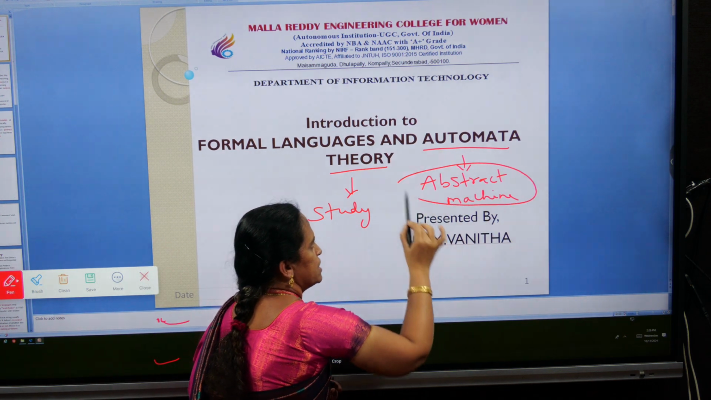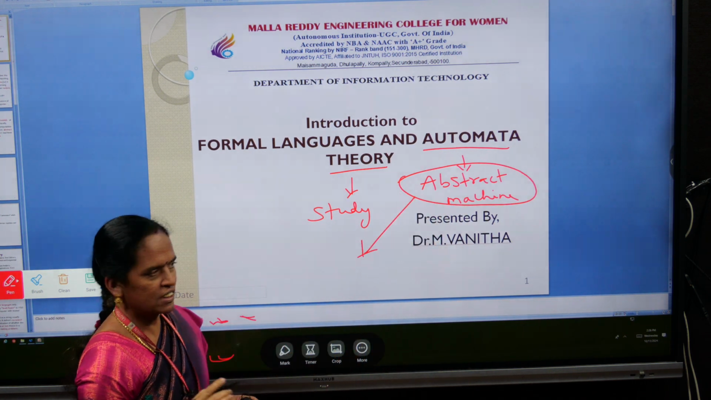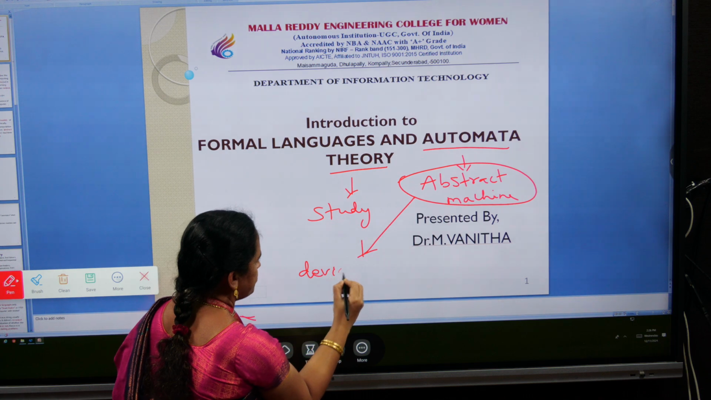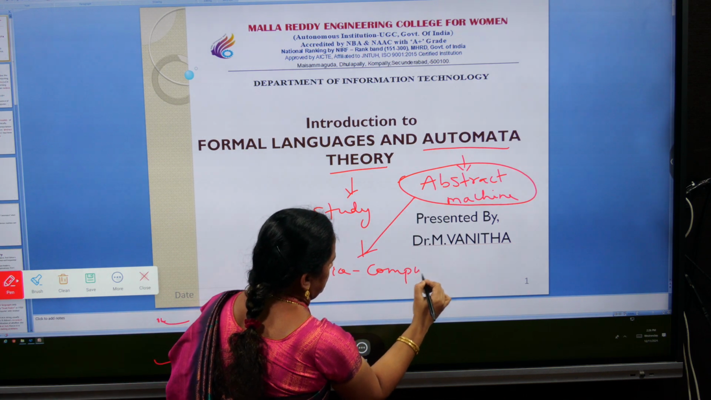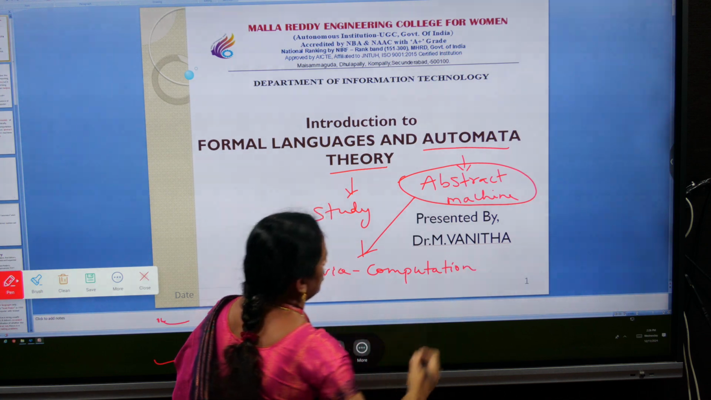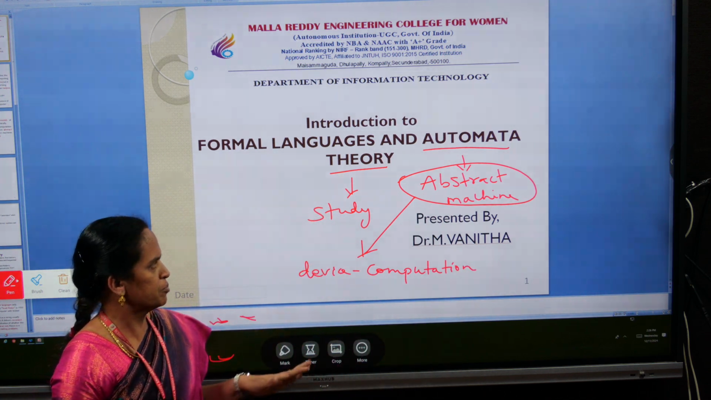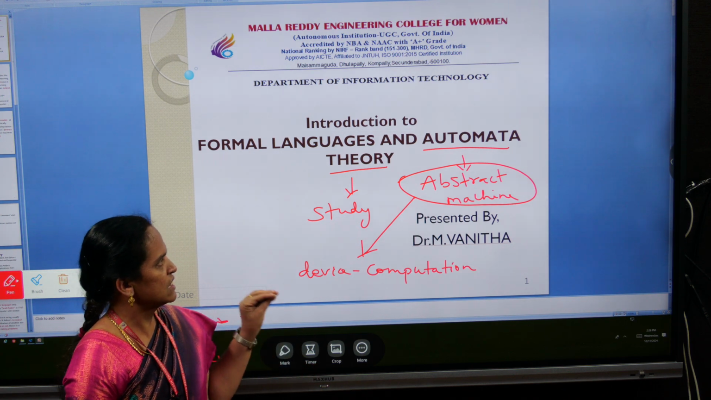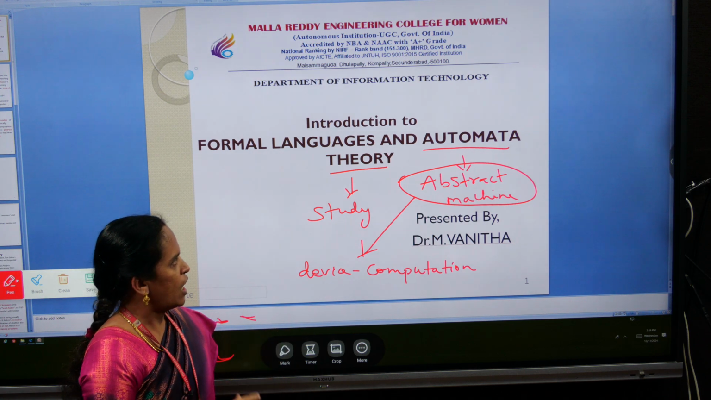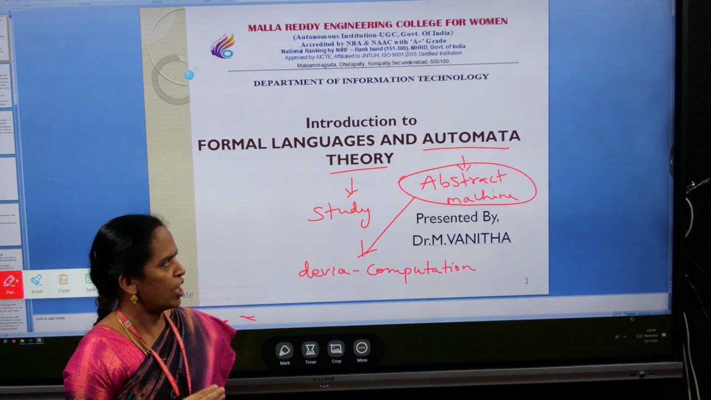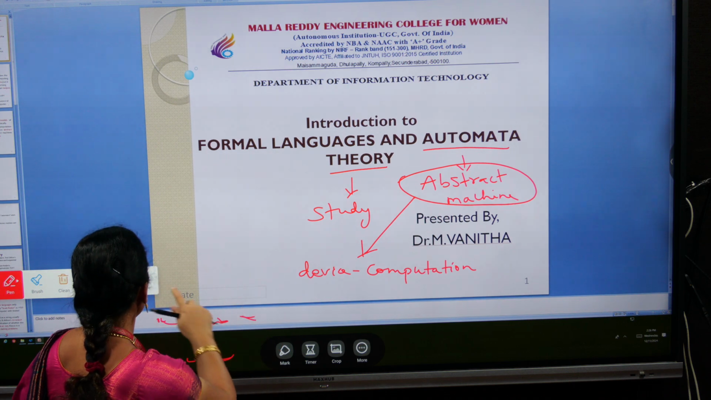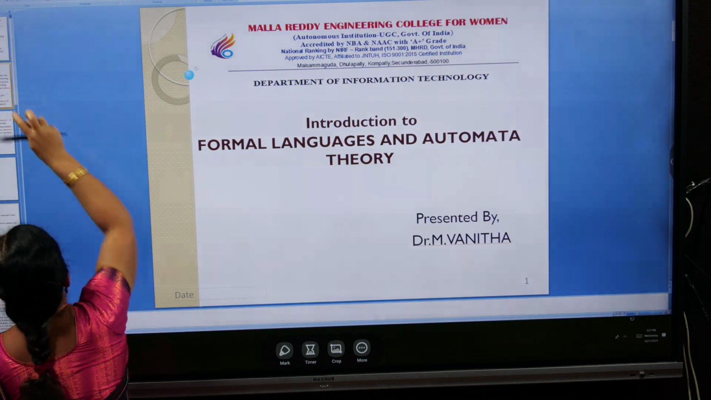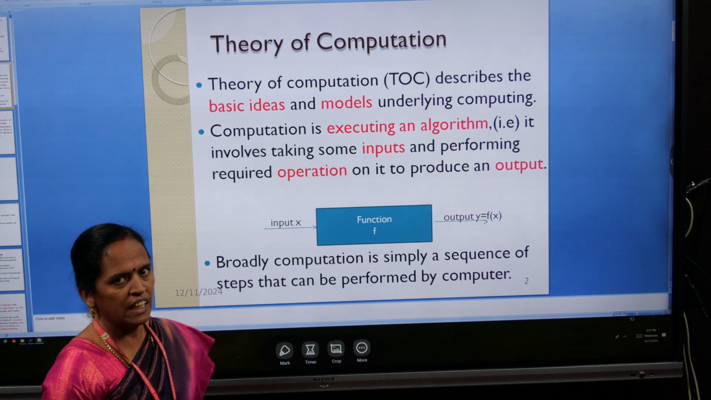So here, what does abstract machine represent? An abstract machine represents the device which is useful only for computation purpose. So the device which is useful only for computation purpose is called an abstract machine. So in automata theory, we are going to discuss the study of abstract machines. The automata theory gives the details about models for the abstract machines. Automata theory, we can also say, is the theory of computation.